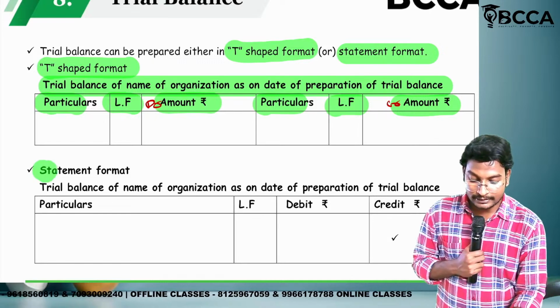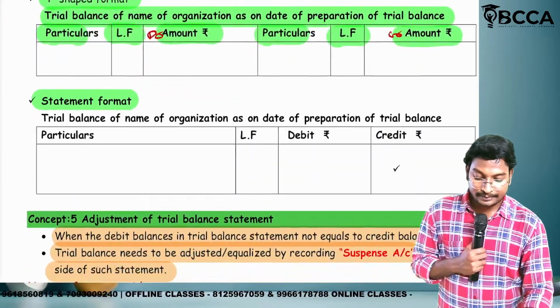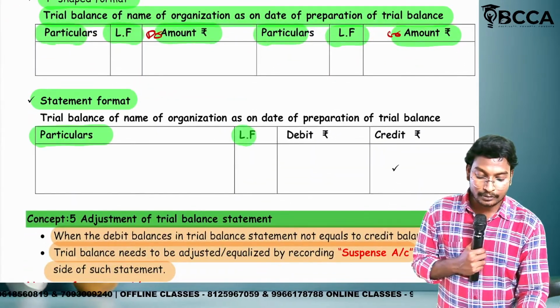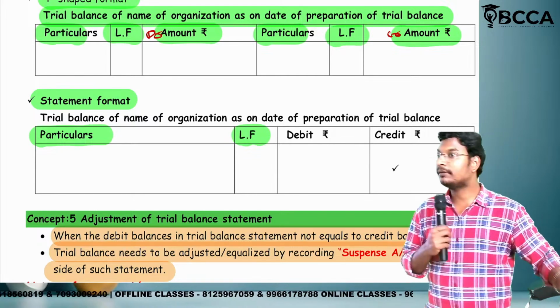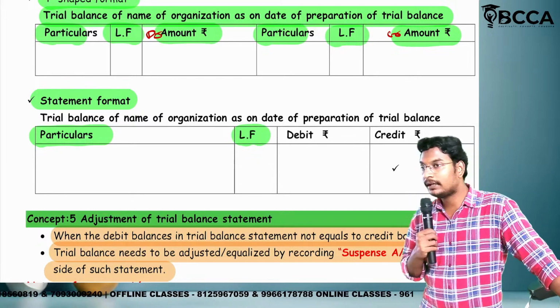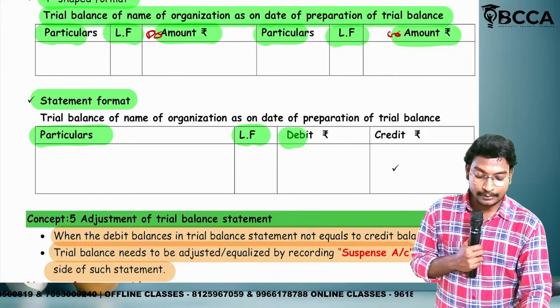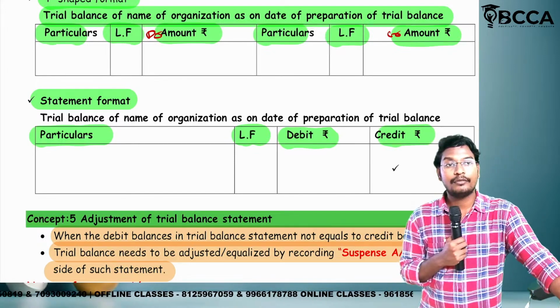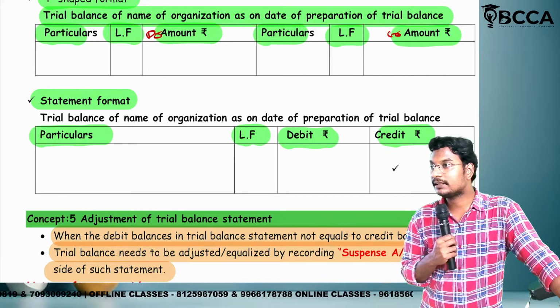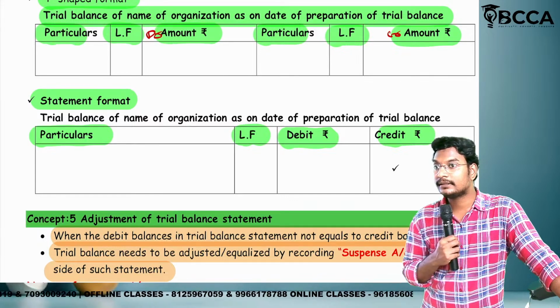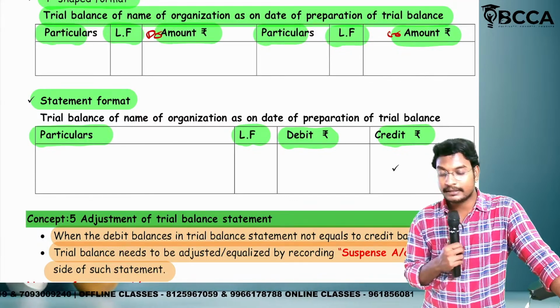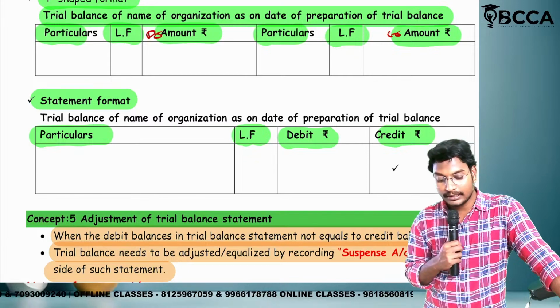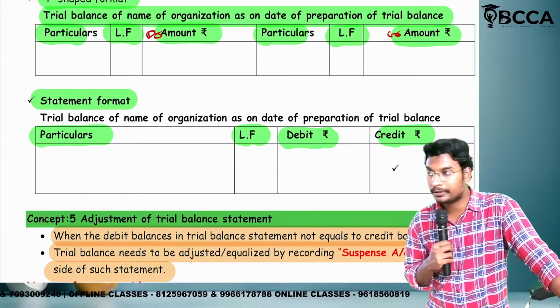Next, the statement format. What is the meaning of statement? Statement means only one particulars column and only one LF column will be there. Debit amount and credit amount will be recorded side by side, like a journal. The journal format is date, particulars, LF, but here date should not be there. Only particulars, LF, debit rupees, credit rupees.